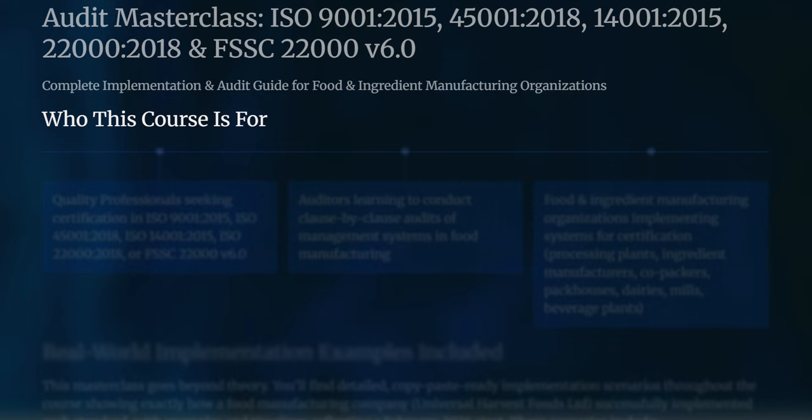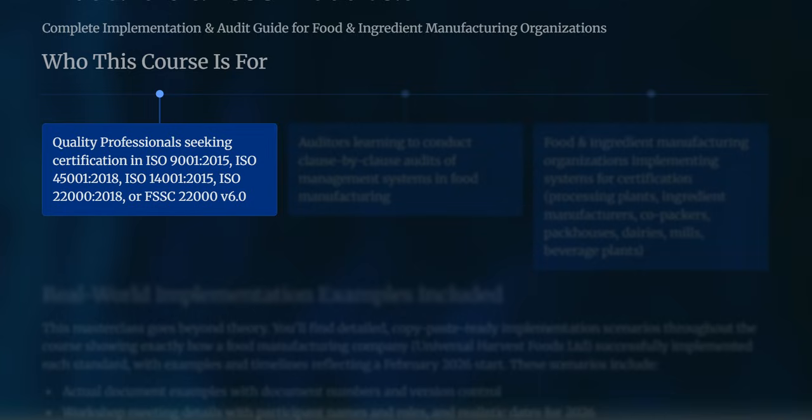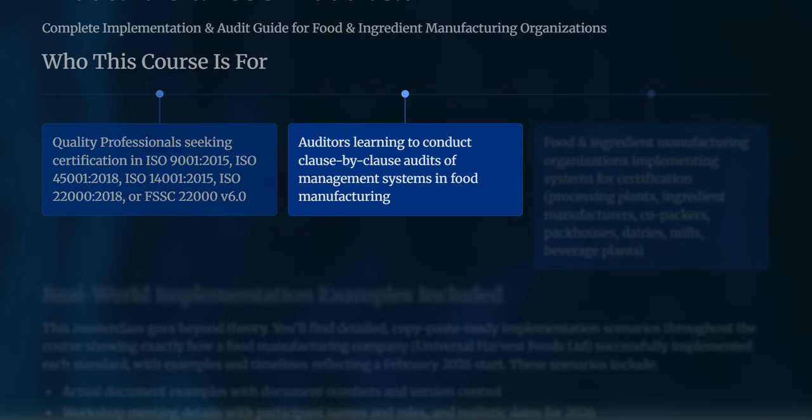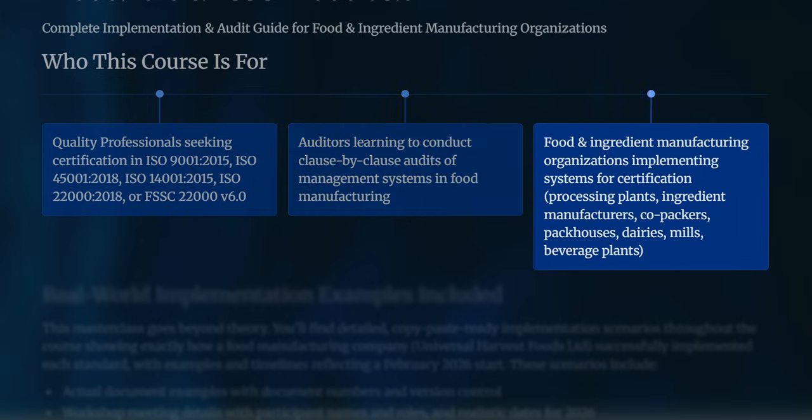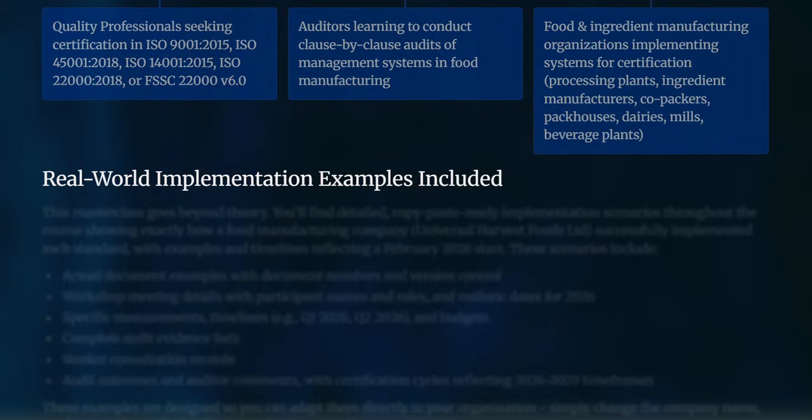So who is this course for? This course is for quality professionals seeking certification in ISO 9001:2015, ISO 45001:2018, ISO 14001:2015, ISO 22000:2018, or FSSC 22000 version 6.0. And this course is also for auditors learning to conduct clause-by-clause audits of management systems in food manufacturing. And this course also is for food and ingredient manufacturing organizations implementing systems for certification, including processing plants, ingredient manufacturers, co-packers, pack houses, dairies, mills, and beverage plants.